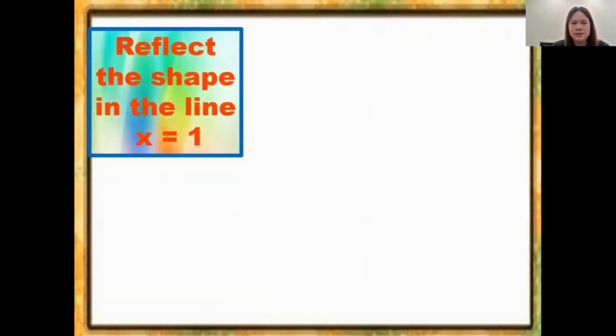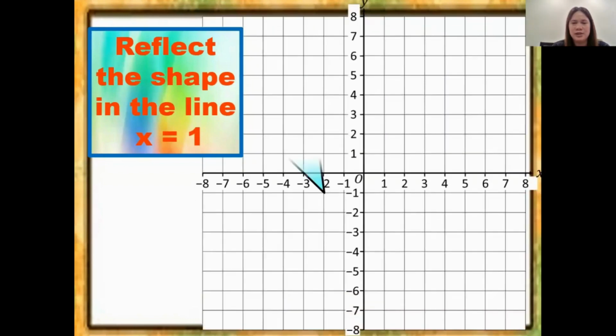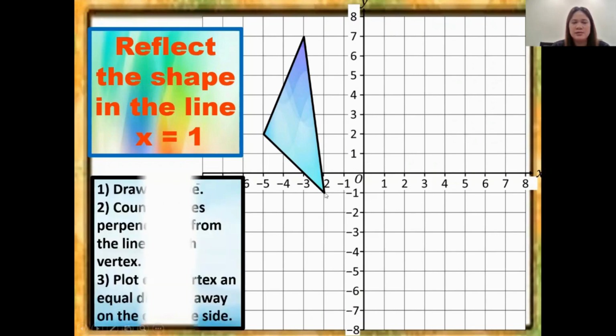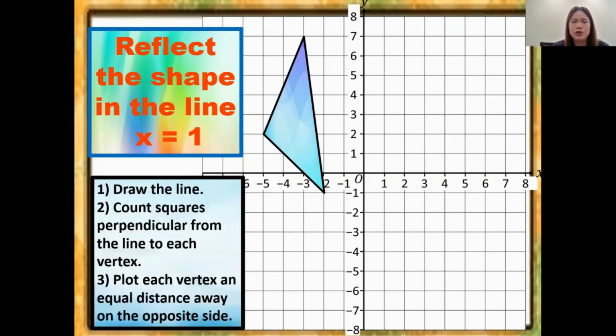So let's have another one. We are going to reflect the shape in the line x equals 1. The shape is a triangle, so there are 3 corners here. This is one corner, second, and third, in any order, of course. Following the steps, we draw the line x equals 1. Remember, you have to draw a vertical line that passes through the x axis at 1. So this is x equals 1 here.